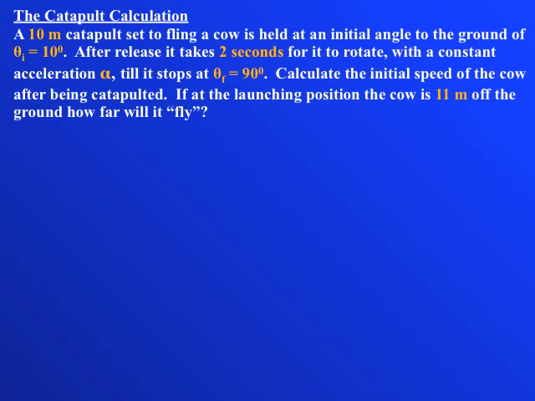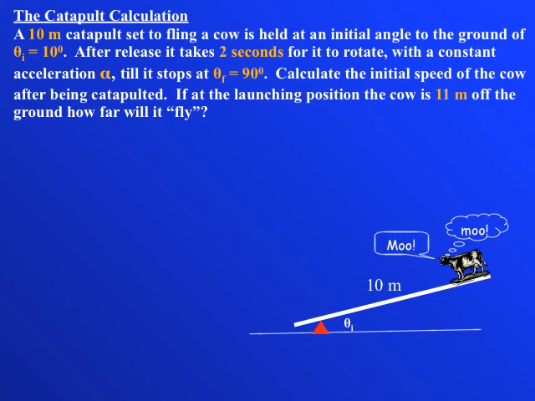The catapult flings the cow. The catapult rises to 90 degrees from the ground. After 2 seconds, it will release the cow in this swinging. And now the cow is catapulted. We can calculate the initial speed of the cow after it's been catapulted. If at the launching position the cow is 11 meters off the ground, how far will the cow fly?